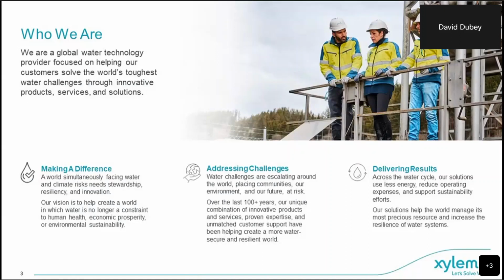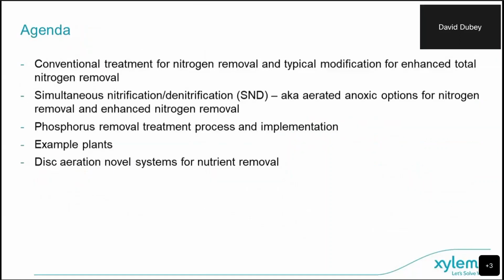With that, the agenda today: we're going to cover conventional treatment for nitrogen removal and typical modifications for enhanced total nitrogen removal. Get into simultaneous nitrification denitrification, also known as aerated anoxic options for nitrogen removal and enhanced nitrogen removal. Briefly cover phosphorus removal treatment processes and implementation, go over some example plants, and then just touch on some disc aeration novel systems for nutrient removal.